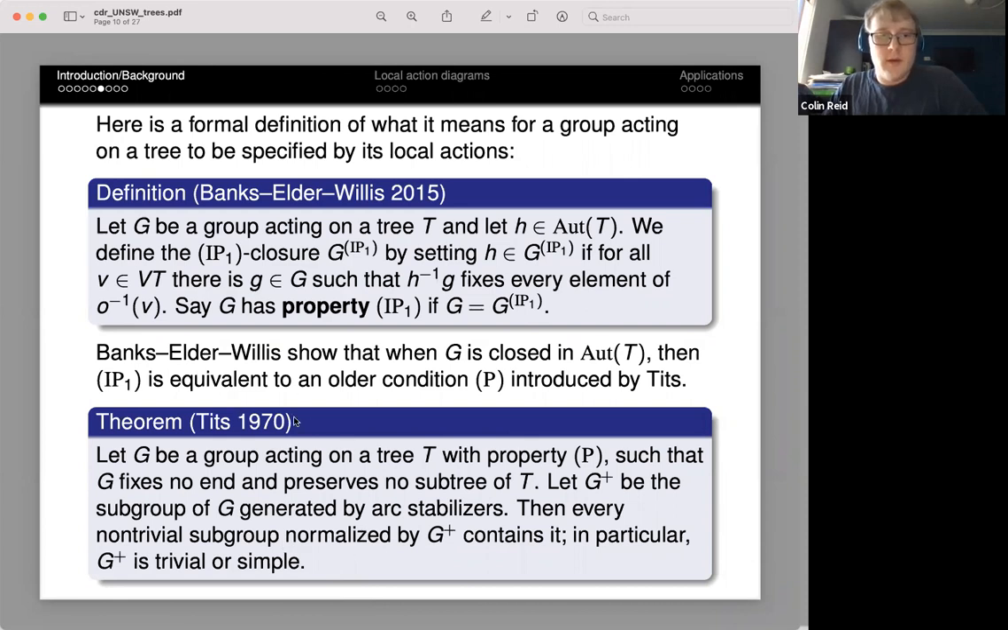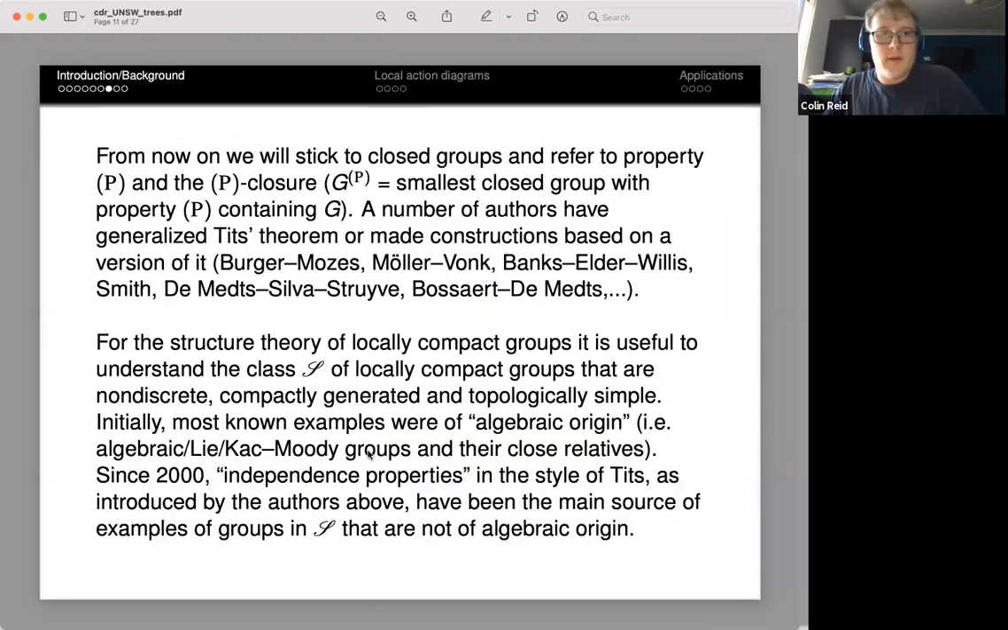Okay, so from now on, we're going to stick to closed subgroups of Aut T to avoid technicalities, and refer to property P and the P closure. So I'll write G^P to mean the smallest closed group with property P containing G.